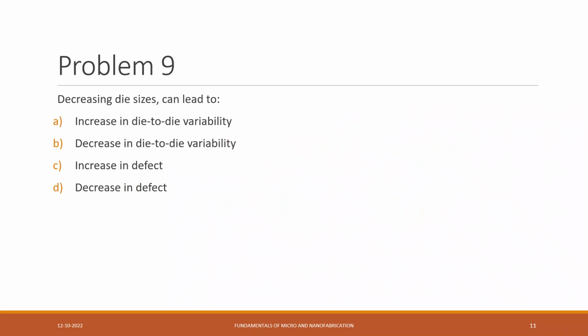So this is the last question, on die sizes. Essentially we have a wafer and we have dies here. This is die 1, 2, 3, 4, 5, 6. So these are the dies. If we increase or decrease the size of the die, you have to tell how the die to die variability will change, and how the defects will be affected.